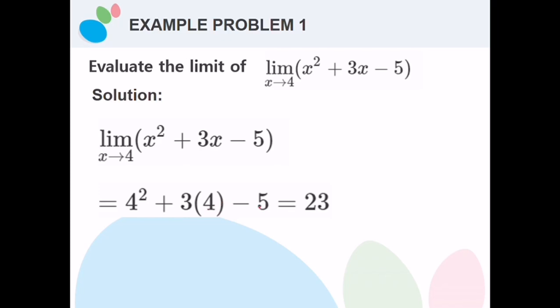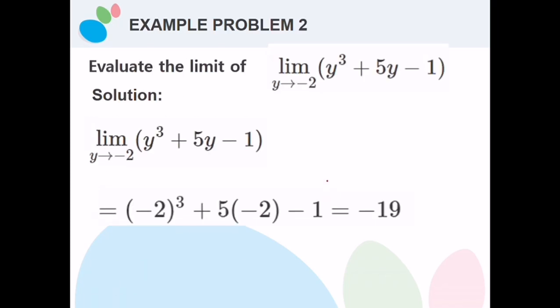So overall, we could say that the limit of x squared plus 3x minus 5, wherein x approaches 4, has a value equal to positive 23.